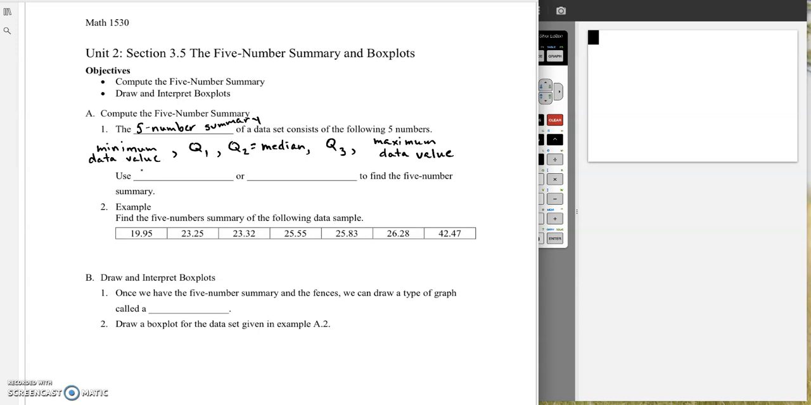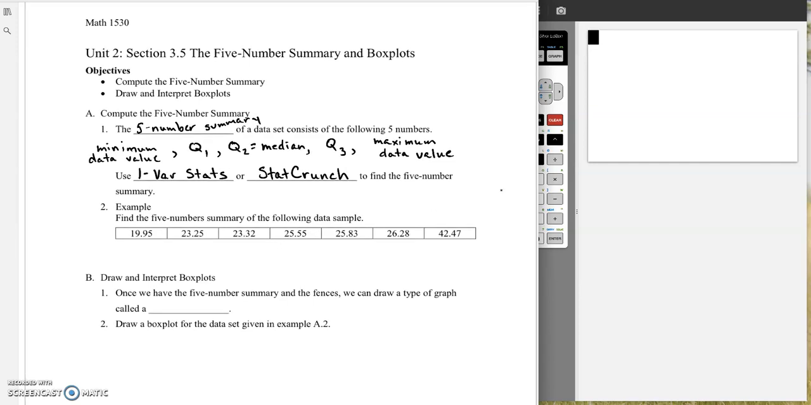So we can use one var stats on the calculator, or we can use StatCrunch. And the videos on StatCrunch, where you can find the variance and the mean and the median and the mode and all of those, it's the same, that same menu has all your 5-number summary in it also if you tell it to calculate that.